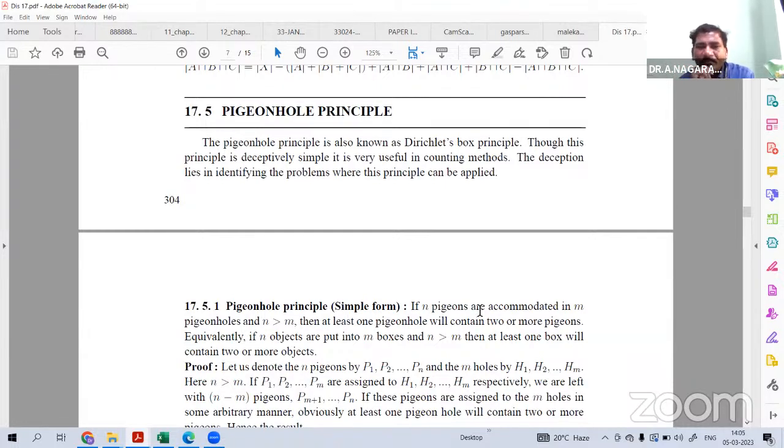For example, here you have 5 objects, 5 balls, and 3 boxes. In each box you put 1, 1, 1, so 3 are over. How many are pending? 2. Those 2 can also be included in any one of the 3 boxes, anywhere we can keep. So at least one box will contain 2 or more objects. That principle is called the pigeonhole principle. Is it clear?